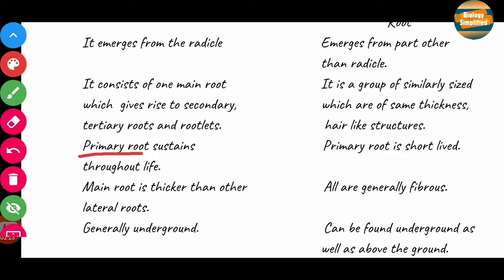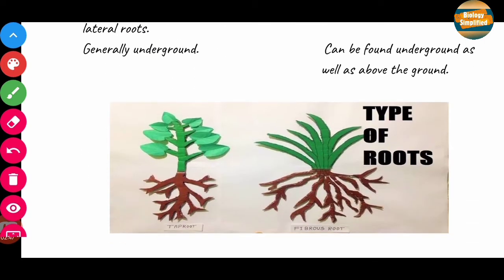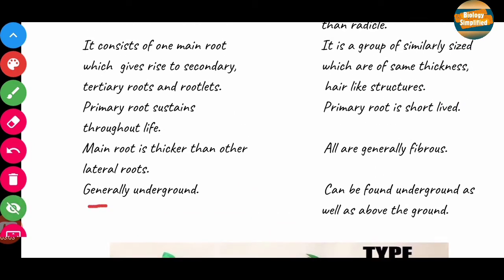Next point is the primary root sustains throughout life. It is very important. The primary root or the main root, as we have discussed, sustains throughout life. The secondary or tertiary roots may die, but the primary root sustains throughout the life of the plant. And the main root is thicker than other lateral roots. Here we can clearly see in this diagram that the main root is thicker than the secondary and tertiary roots. Next point is, taproots are generally underground. They grow below the ground.